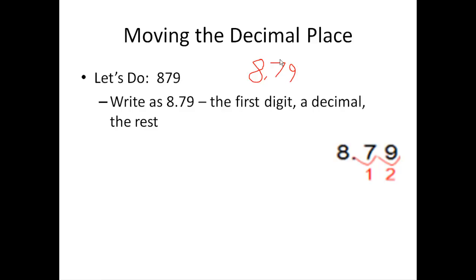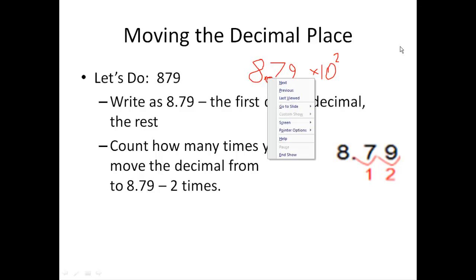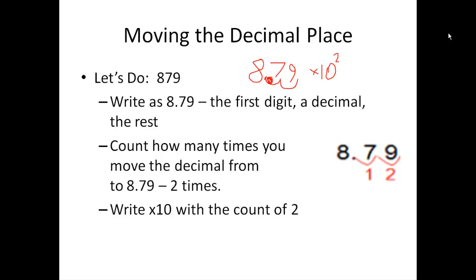Got it. Then I count how many times I move the decimal. Okay, I moved it once, twice, so I put times 10 to the second because that's how many times I moved it. Let me make sure that you can see that. Okay, that is how you do the decimal. You count how many times you move the decimal from 8.79 to get to the original number, and I moved it twice. And then you write the times 10, that's the base, with the count of 2. 8.79 times 10 to the second.